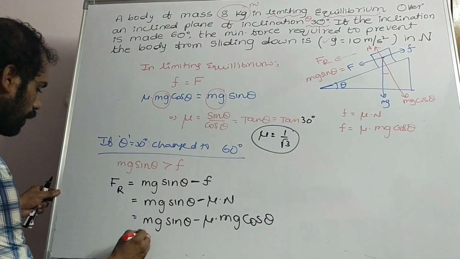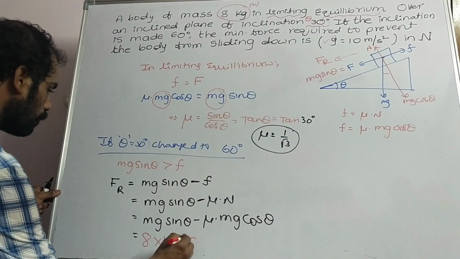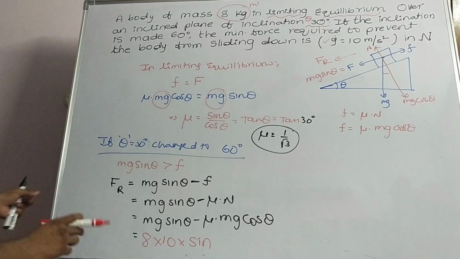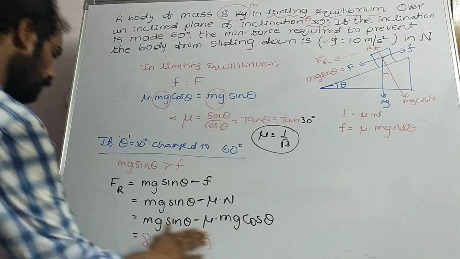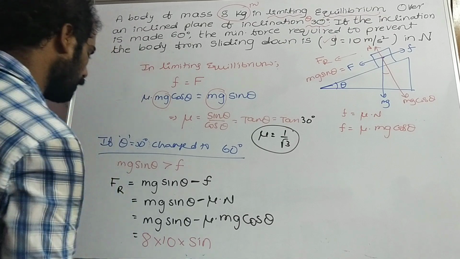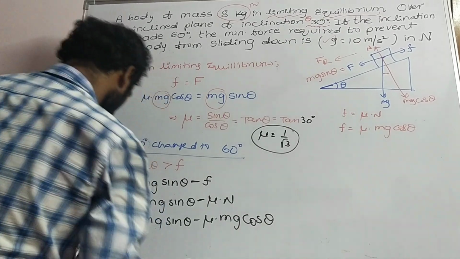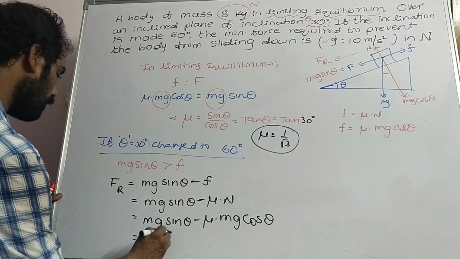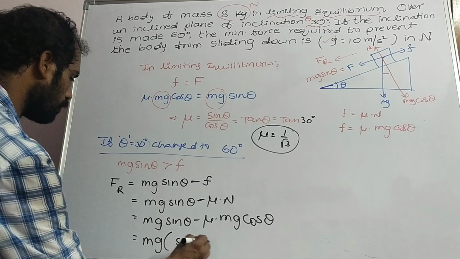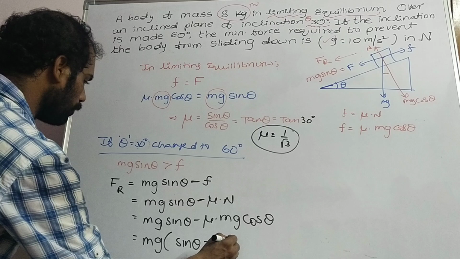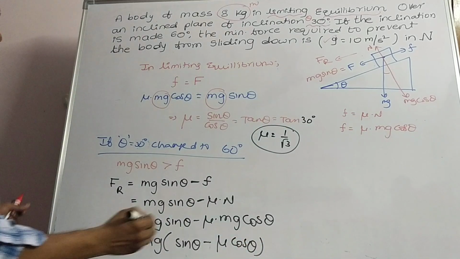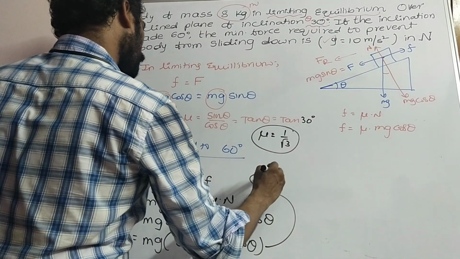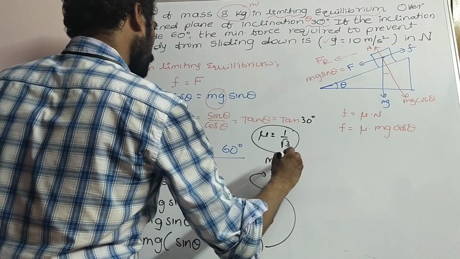So 8 into 10 into sine. Of course, it can be simply written as mg into, after given the expression, I will substitute. It may be somewhat easy for us. mg into sine theta minus mu cos theta. Now, minimum force required.